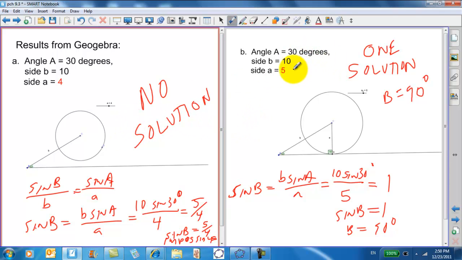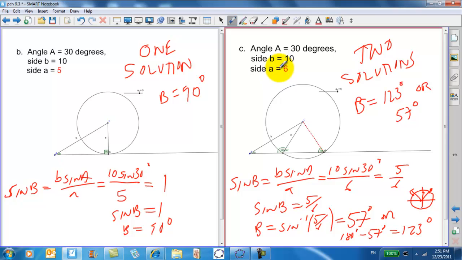In this next case, when A equals 5, and you set it up, you get the sine of B equals 1, and that's just the one answer at 90 degrees, as we saw. And then finally in case C, when A equals 6, now you get the sine of B equals 5/6, and you get two solutions. Because you get inverse sine of 5/6, the calculator gives you one answer, 57 degrees, but then the supplement for that also works: 180 minus 57 degrees equals 123 degrees. Okay.